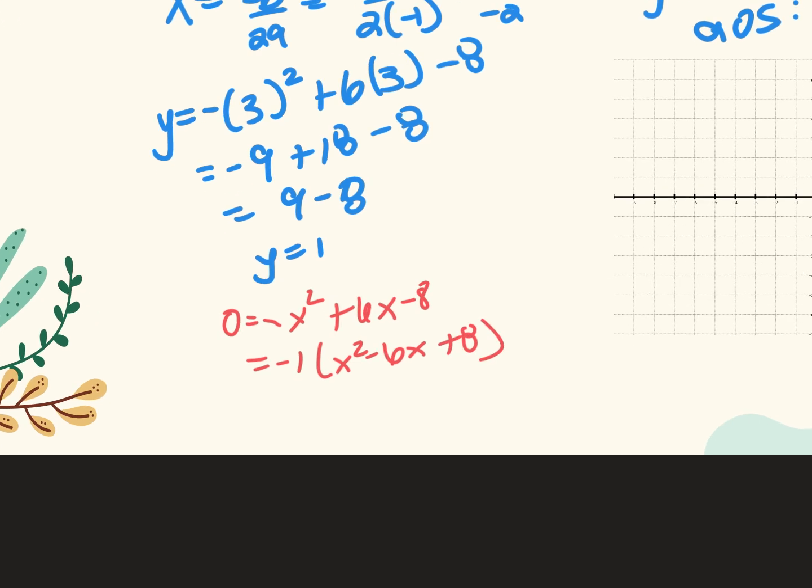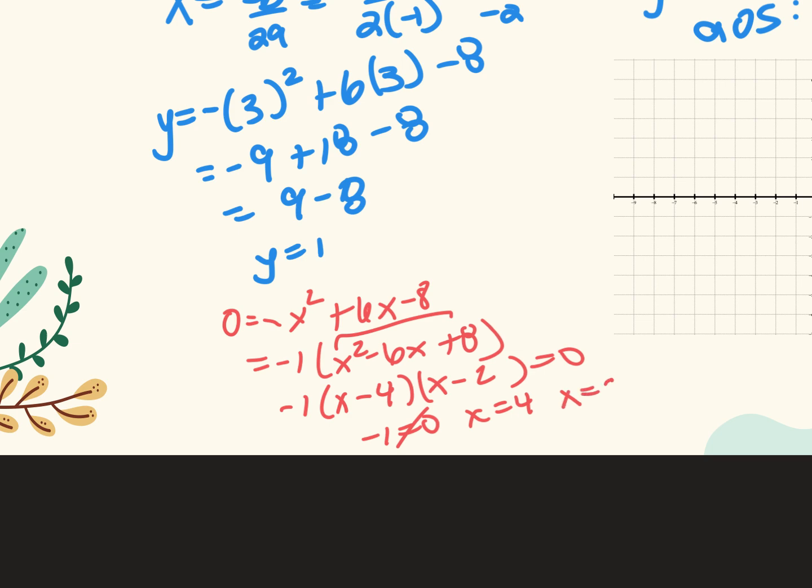And then I'm going to see if I can factor this, which wonderfully we see that this does. What are the factors of positive 8 that multiply to give me positive 8, but add to give me a negative 6? That's going to be minus 4 and minus 2. And then I set each piece equal to 0. So negative 1 equals 0, not the case. x equals positive 4 and x equals positive 2.